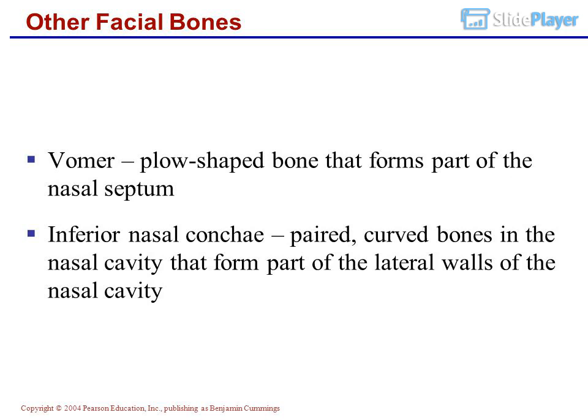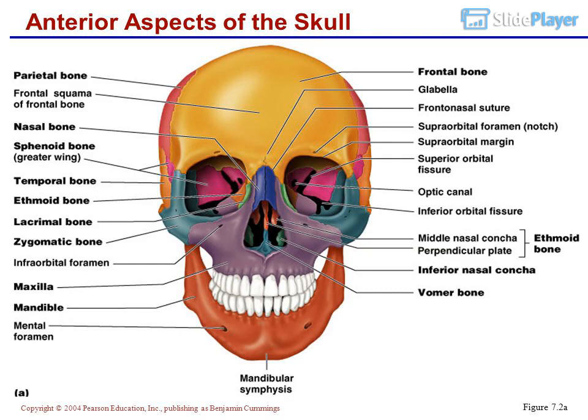Inferior nasal conchae, paired, curved bones in the nasal cavity that form part of the lateral walls of the nasal cavity. Anterior aspects of the skull.